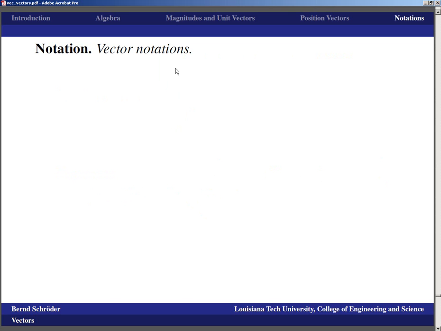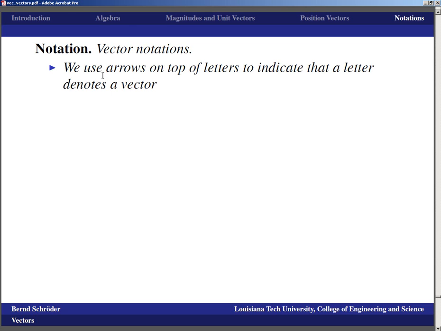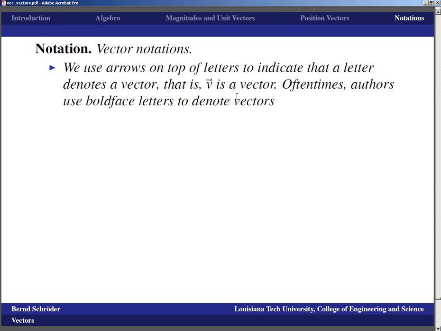There are lots of vector notations, and that can be intimidating and confusing at first, but it shouldn't be. The main piece of advice I have for you is look at what the author is using and then stay consistent with that notation, or convert it back to a notation that is more convenient for you. But basically, we use arrows on top of letters to indicate that a letter denotes a vector. So V arrow is a vector.